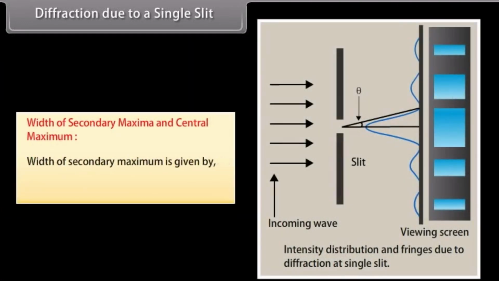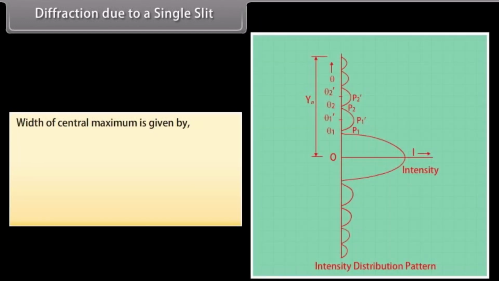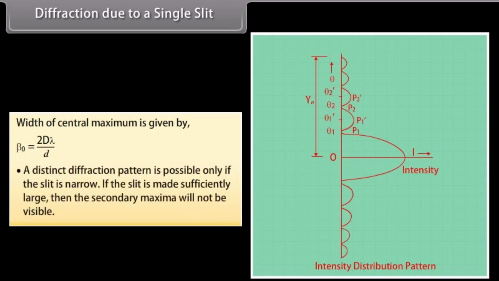The width of the secondary maximum is given by beta = D lambda upon small d. The width of the central maximum is given by beta naught = 2D lambda upon small d. A distinct diffraction pattern is possible only if the slit is narrow. If the slit is made sufficiently large, then the secondary maxima will not be visible.